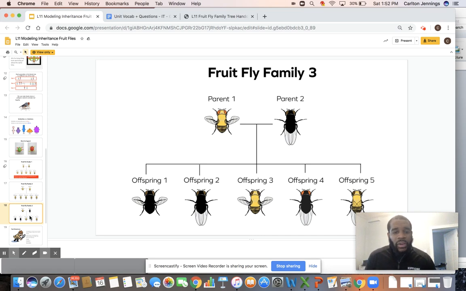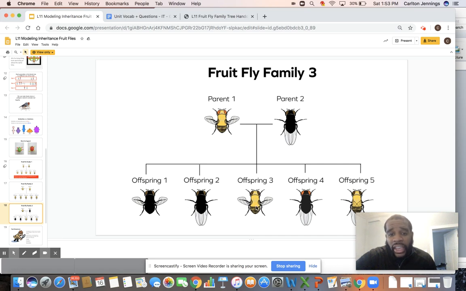So offspring one, can it be an offspring of the two parents? Yeah, it has those black legs. It gets black from dad. It can get those wings from mom. It can only have four legs from mom. Offspring two can get these wings from dad, the legs from dad, the color from dad, the eyes from dad. So this can be an offspring.